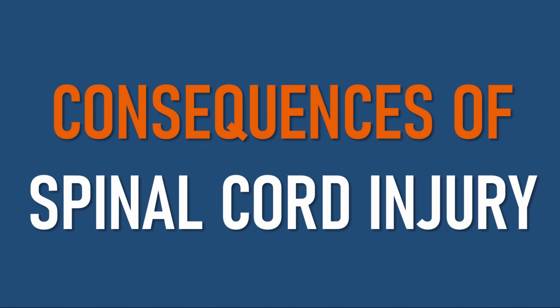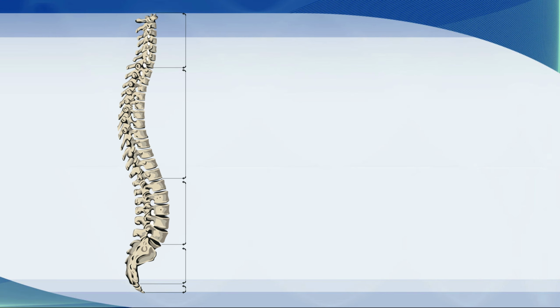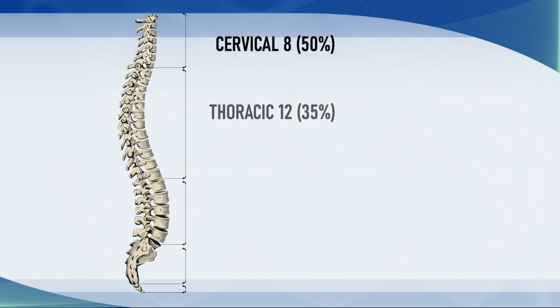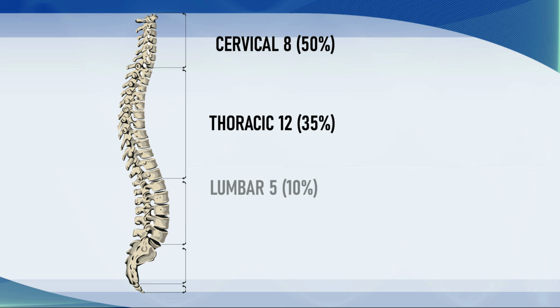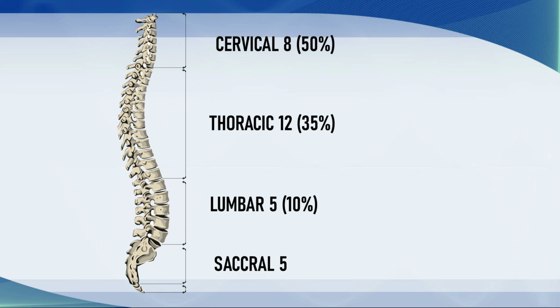Let's look at the clinical consequences of spinal cord injury. The spine is divided into 5 segments, each of which has its own distinct features. Each level is characterized by a vertebral body, spinous process, and varying sized transverse processes. There are 8 neck vertebrae, the cervical vertebrae, where 50% of spinal injuries occur. There are 12 thoracic vertebrae, where 35% of spinal injuries occur, 5 lumbar vertebrae, where about 10% occur, and the remainder occur in the sacral or coccygeal area.